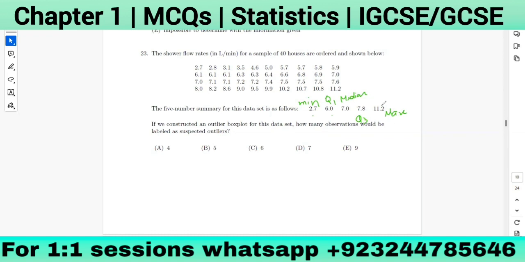Okay, so let's plot an outlier box plot. We know that the suspected outliers are calculated by LF and UF. I'm giving you 2 minutes to calculate LF and UF for this data. The 5-number summary is already given to you.